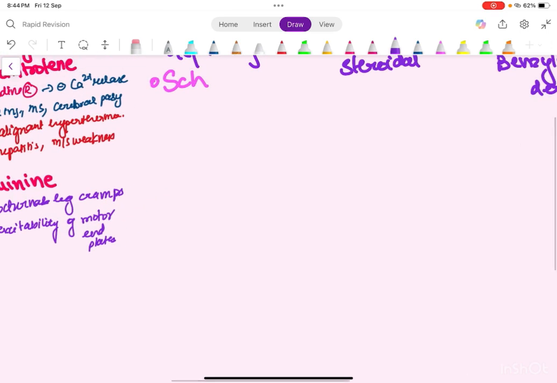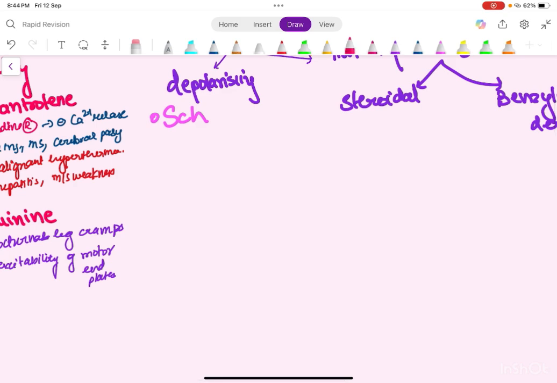Okay, now let's talk about succinylcholine. Now this is the star drug of this class. First of all you should know it acts on the NM receptor. Then it causes flaccid paralysis. It cannot be reversed by neostigmine.